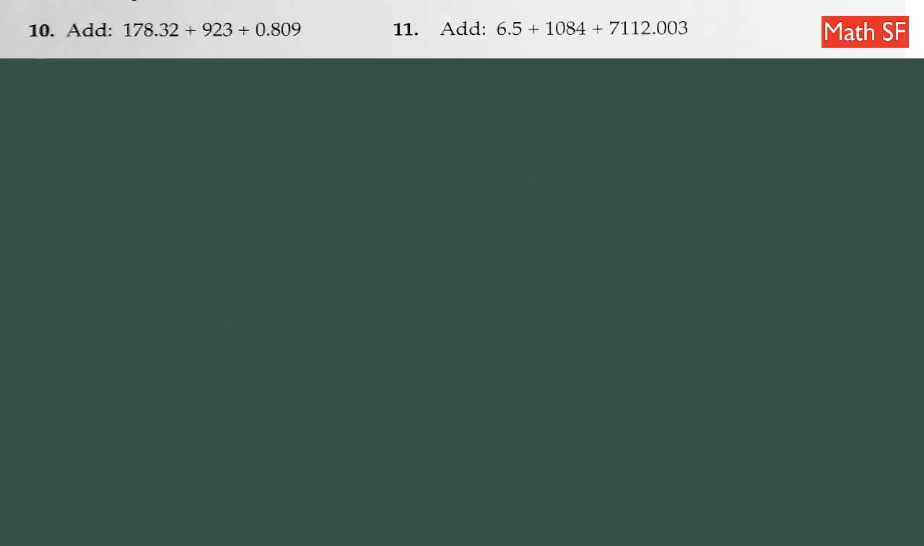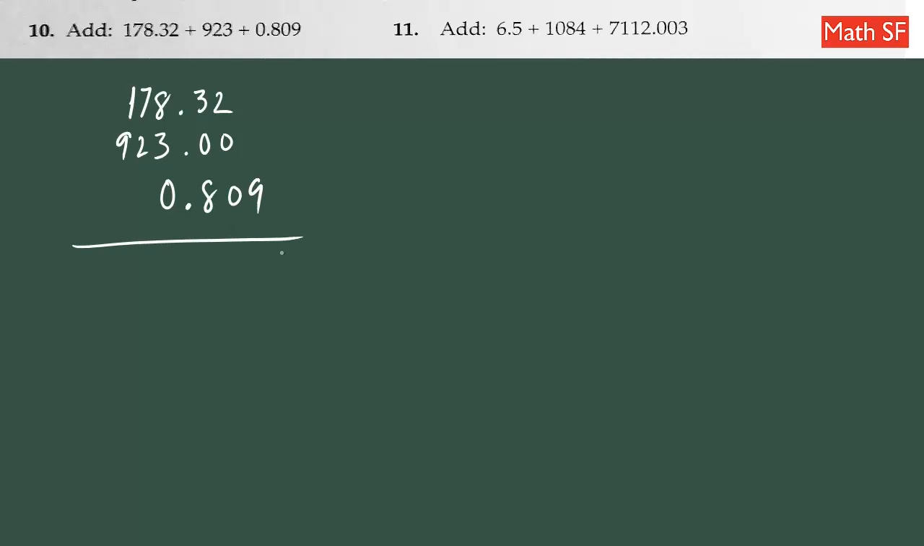Let's do problem 10. Problem 10, they're asking you to add them. So to add decimals, let's recall that we need to align. So I'm gonna align the decimal place. So it's going to be 923 point. Well, there's no point here, so you can fill it with 0.00. And the next one is 0.809.